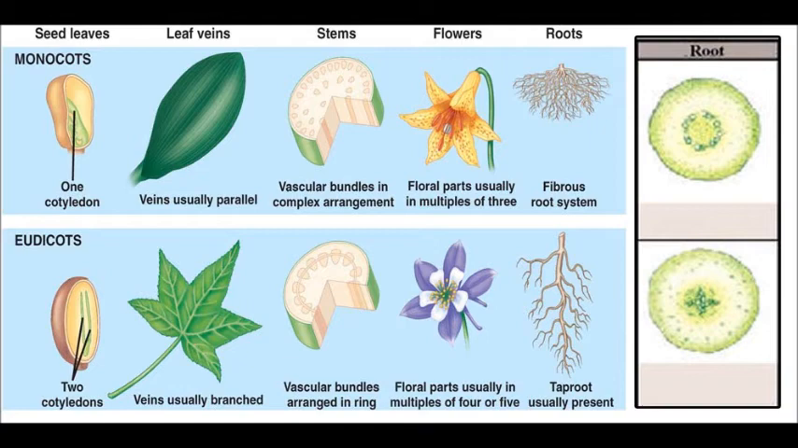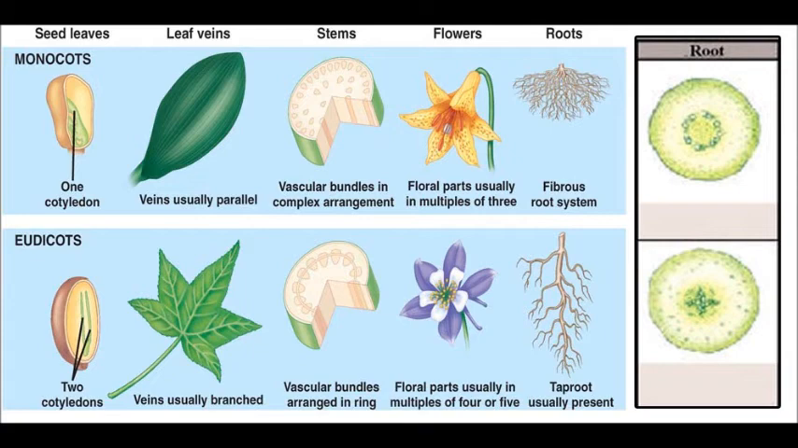Stems. The stems of monocots have the vascular bodies in a scattered arrangement, the vascular bodies being the xylem and the phloem. While in the dicots, the vascular bodies are arranged in a ring structure.